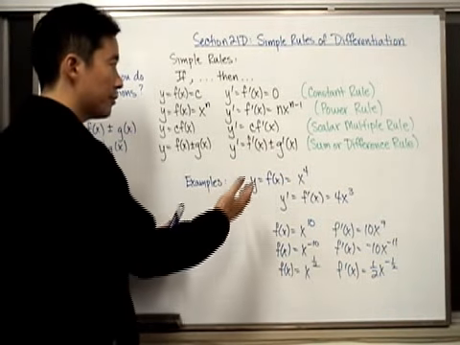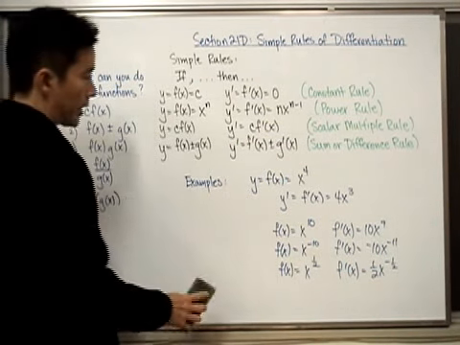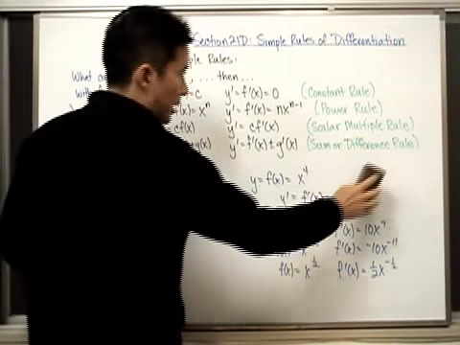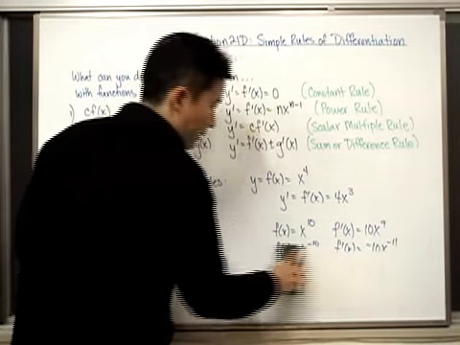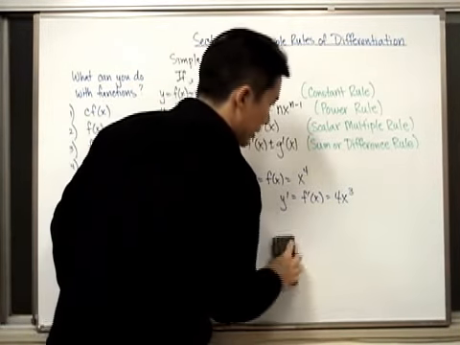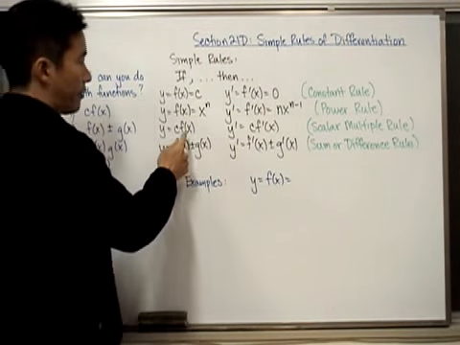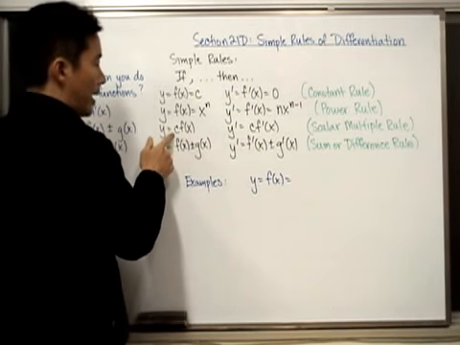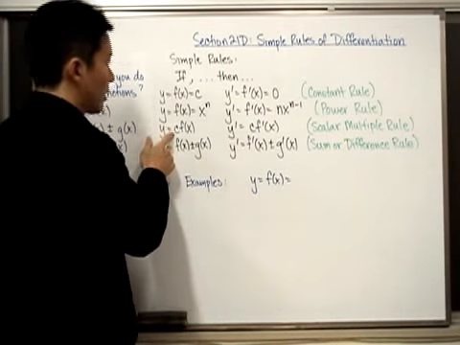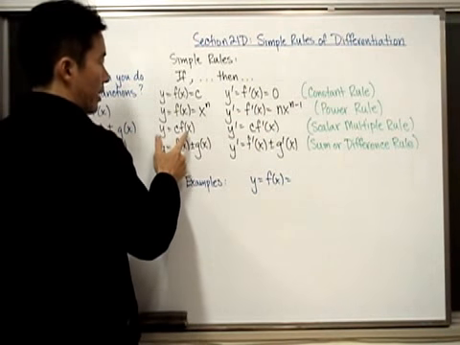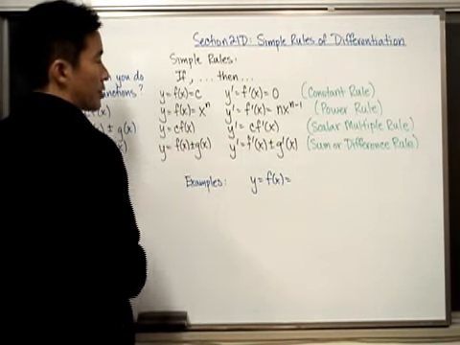Okay? Those are the two fundamental ones. Now let's go ahead and take a look at the next one, which is called the scalar multiple rule. If we take a look at the scalar multiple rule, this says what happens if you have a function and then you multiply it by a number. How do you take the derivative of a scalar multiple of a function?